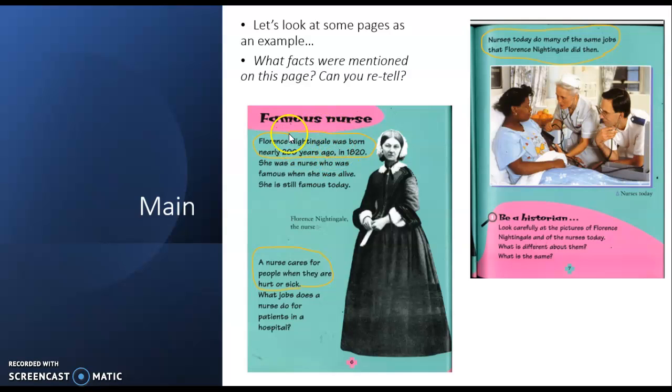So I've circled 3 here. So I've got Florence Nightingale was born 200 years ago in 1820. Another fact could be that she was a nurse who was famous when she was alive. A fact is, you could talk about how a nurse cares for people when they are sick. And another one could be that nurses today do many of the same jobs that Florence Nightingale did then.